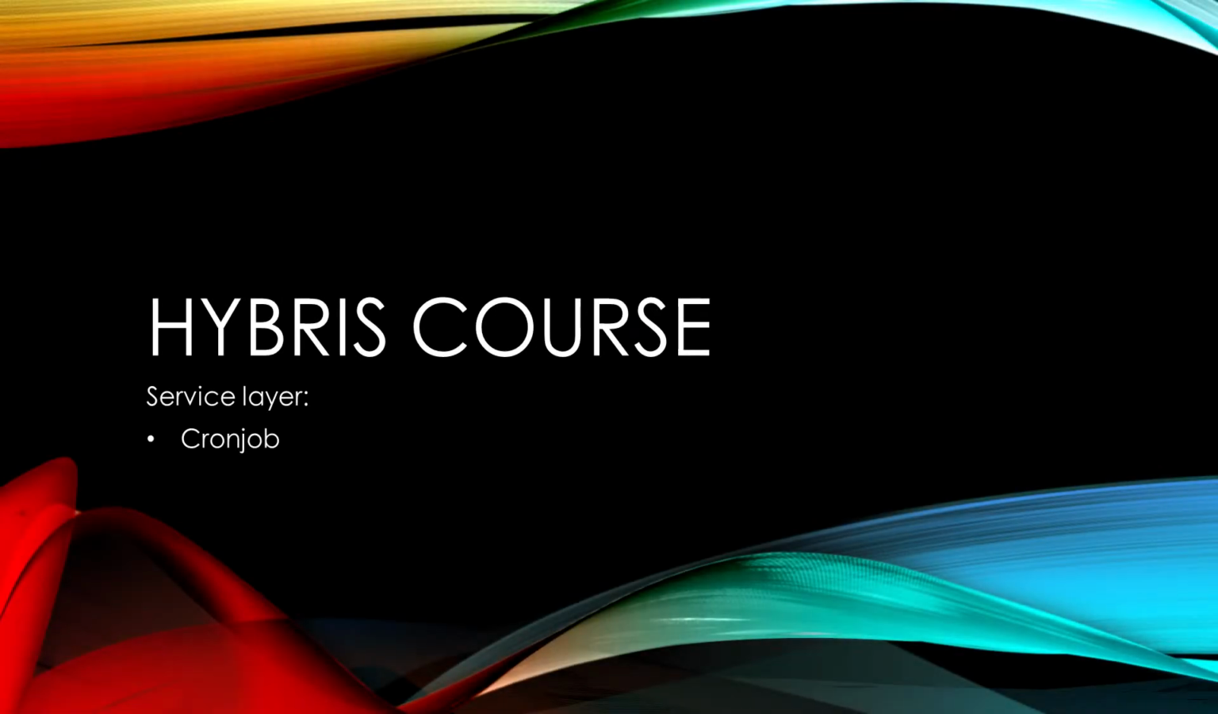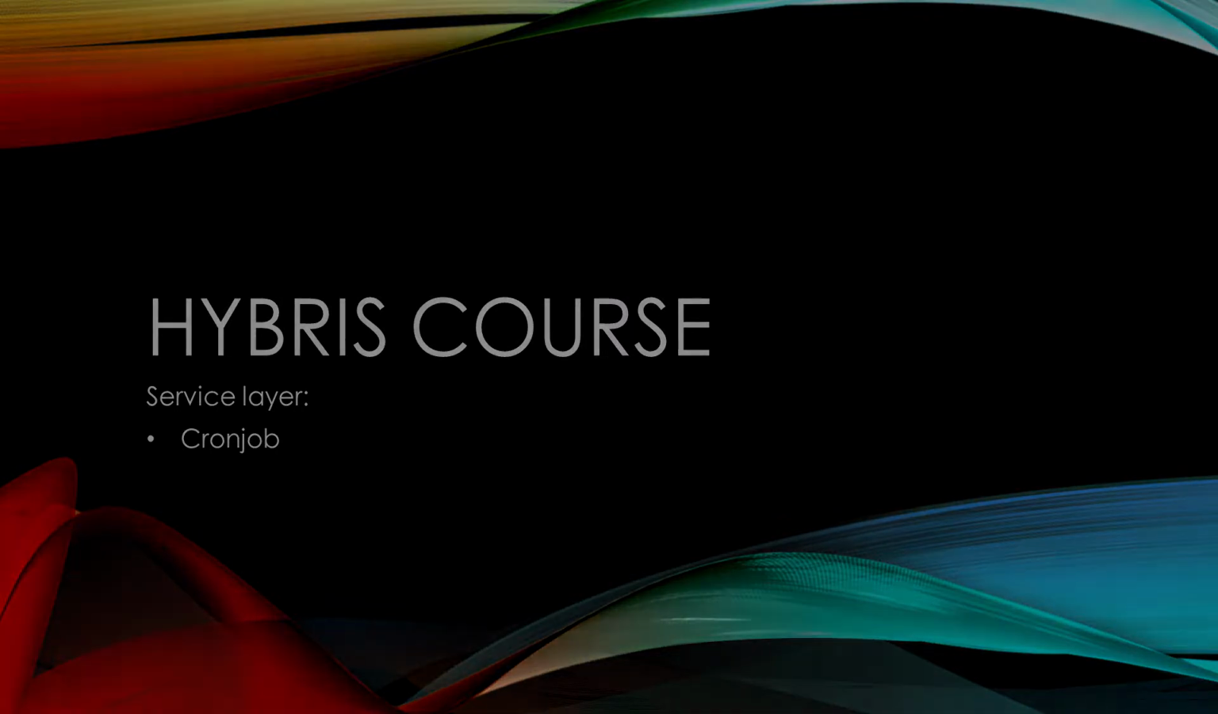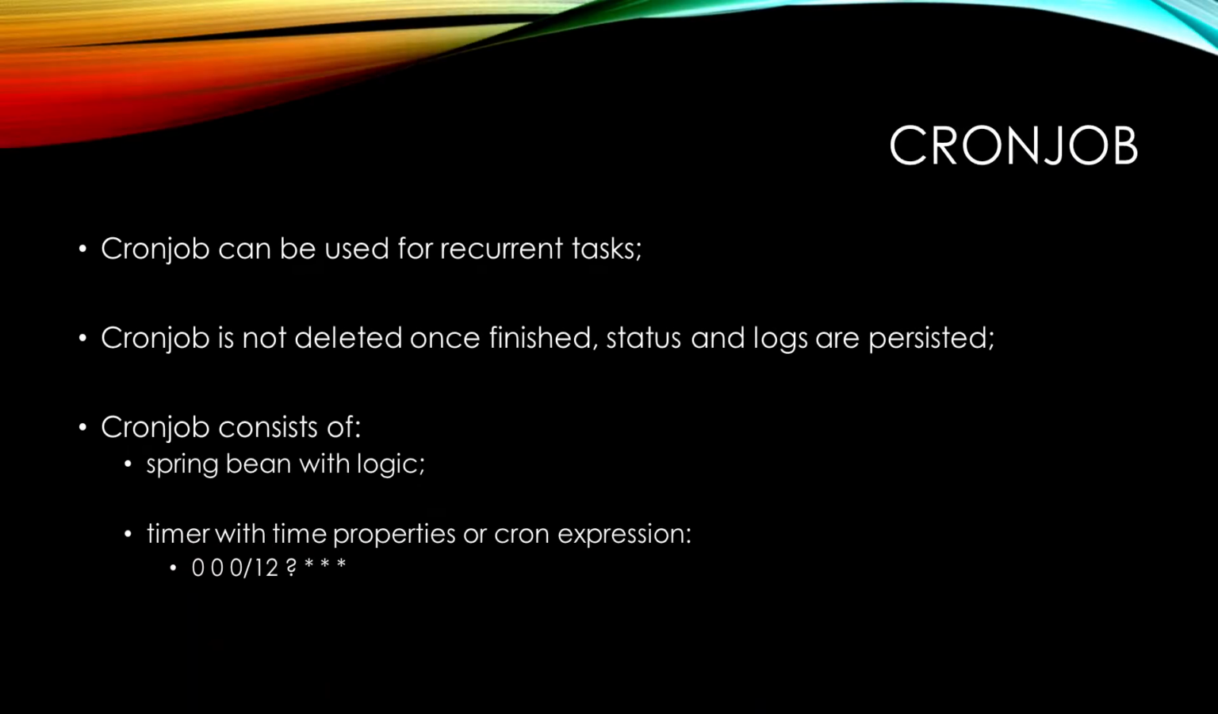Service layer. The cron job. Cron jobs are used for the recurrent tasks. It's not deleted once it's done, so you can browse the logs, see the status, and execute the action once again. The cron job encapsulates the logic class, wired as a Spring bean, and a timer when to execute the job. Timer is optional. Without it, you can use the cron job whenever you want to.